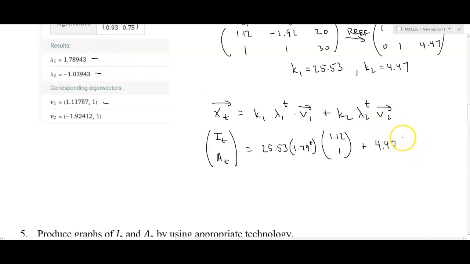So we've got to be careful here. We'll write negative 1.04, and that's all to the t power. We didn't really even need the parentheses here because this is a positive value, but here with this negative, we just want to make sure it's negative 1.04 to the t, because that's our value of lambda. v2 is the vector here, which is negative 1.92, 1.